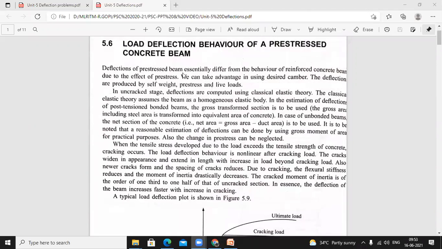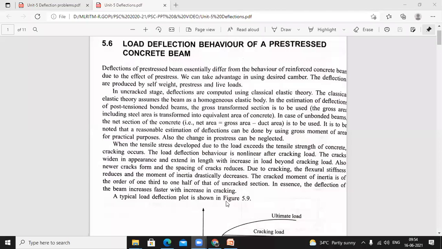So deflection of a prestressed beam essentially differs from the behavior of a reinforced concrete beam. In the case of a reinforced concrete beam, camber will not occur because it will directly take the self-weight and the live load only. So the deflection will be only downward. So we can take advantage in using desired camber. The deflections are produced by self-weight, prestress and live loads.